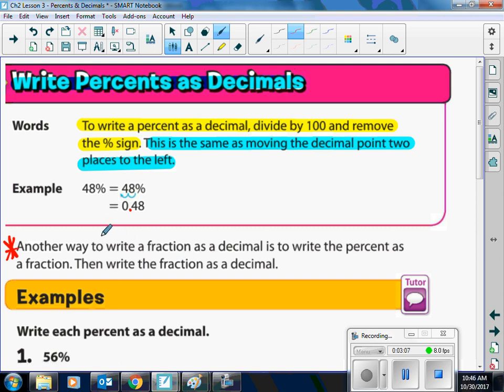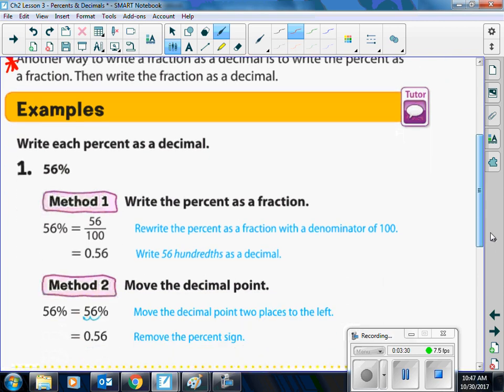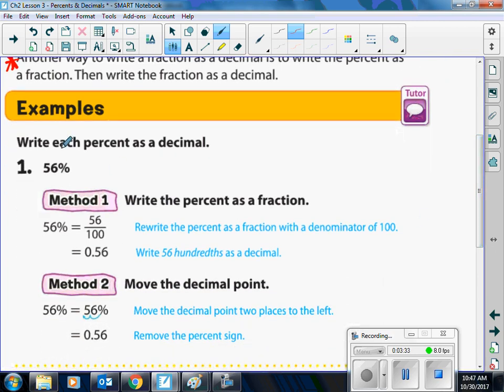The other way, as we've already learned, is to write the percent as a fraction. And remember, percent means per 100, right? Then we'll write that fraction as a decimal, because now it has a denominator of 100. That's the second way. So, for example 1, we want to write each percent as a decimal.